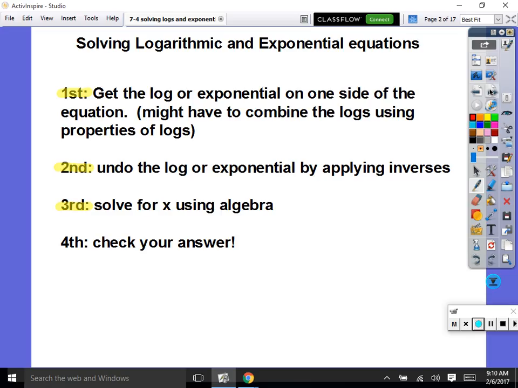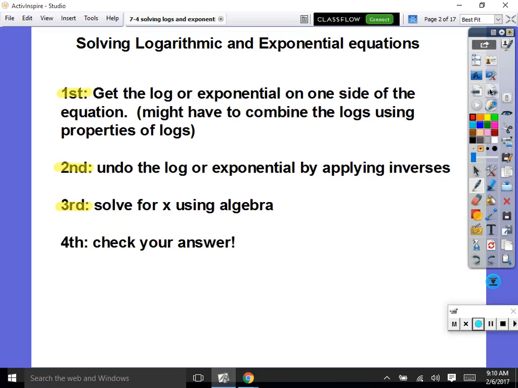Every problem is going to be a little different. It's just using algebra though. That's why I love this, because I love algebra. Now here's the thing: to solve these correctly, you can't make weird algebra mistakes and do things you can't do. Our first step is to get the log or exponential on one side of the equation. We're going to try to get just one log or exponential on each side. You might have to combine the logarithms using properties of logs if you have multiple. You only want one logarithm or one exponential on each side of the equation.